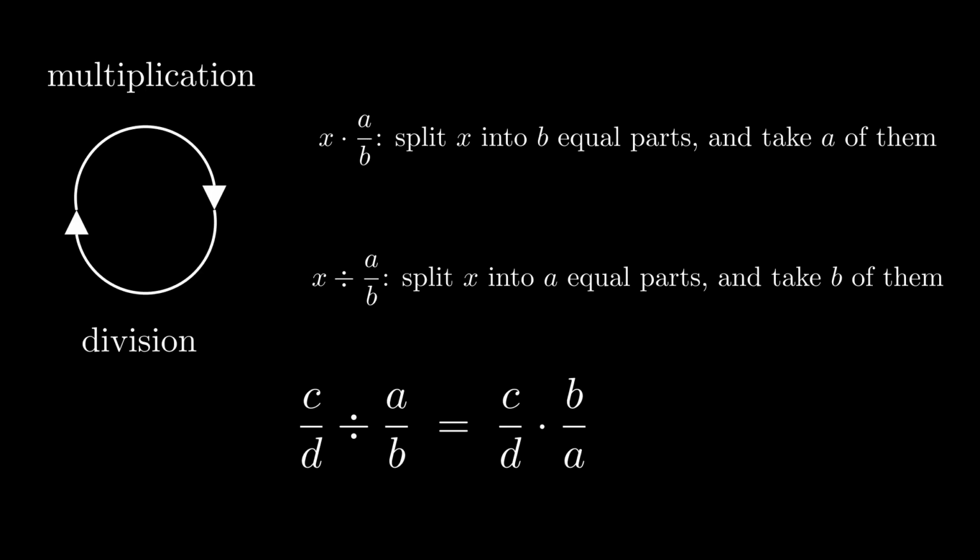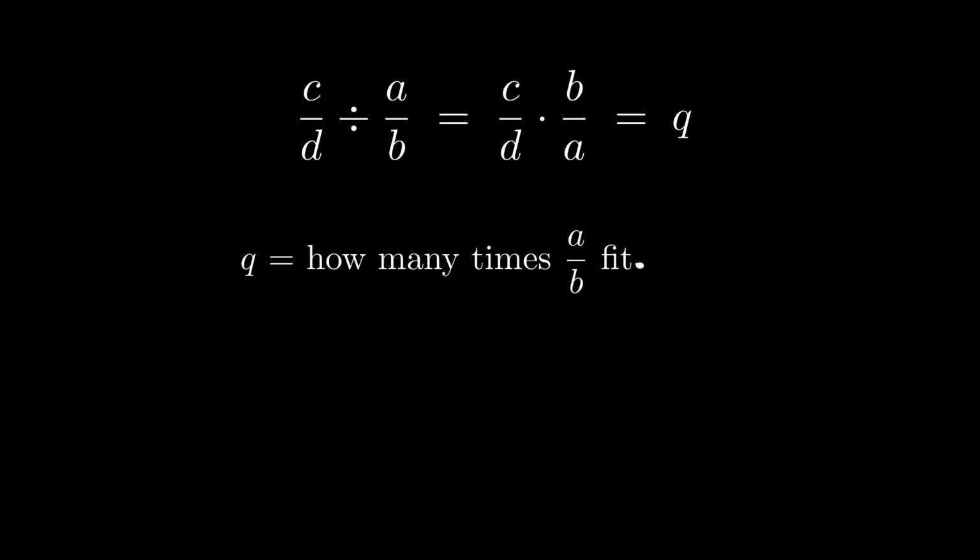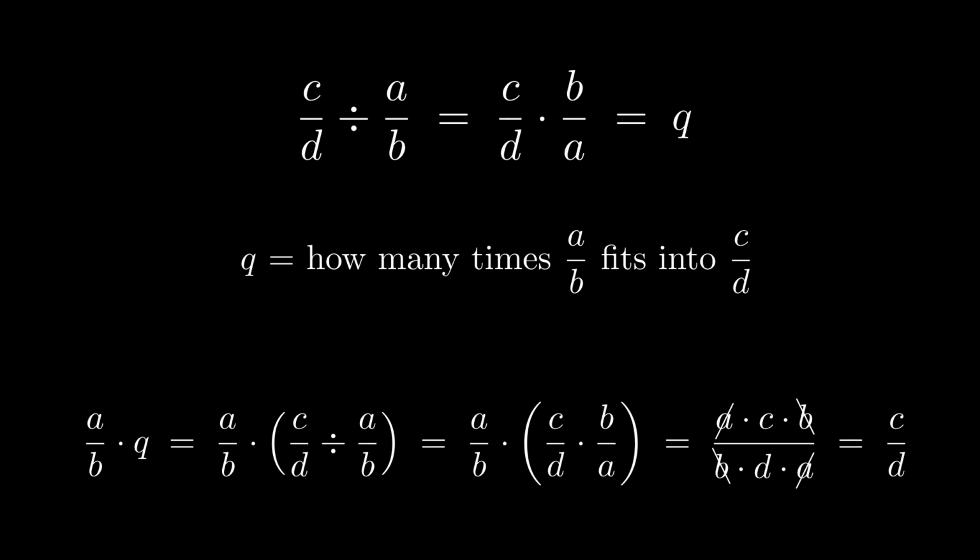The result of the division, let's call it Q for quotient, can also be seen as the answer to the question, how many times does A over B fit into C over D? Indeed, if the quotient Q is the answer to this question, then putting together Q of the numbers A over B, we should obtain C over D. In other words, multiplying A over B by Q should result in C over D. This is indeed the case, as follows from the above equation.